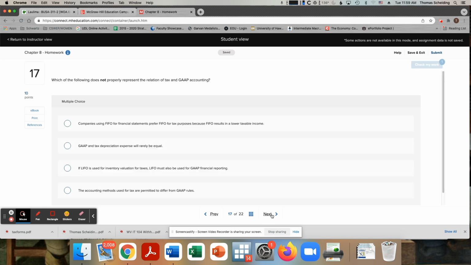Which of the following does not properly represent the relation of tax and GAAP accounting?